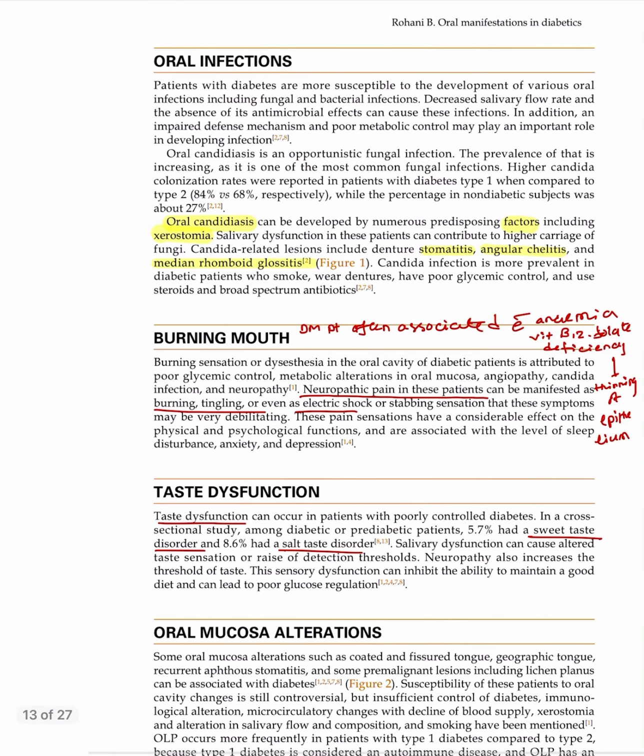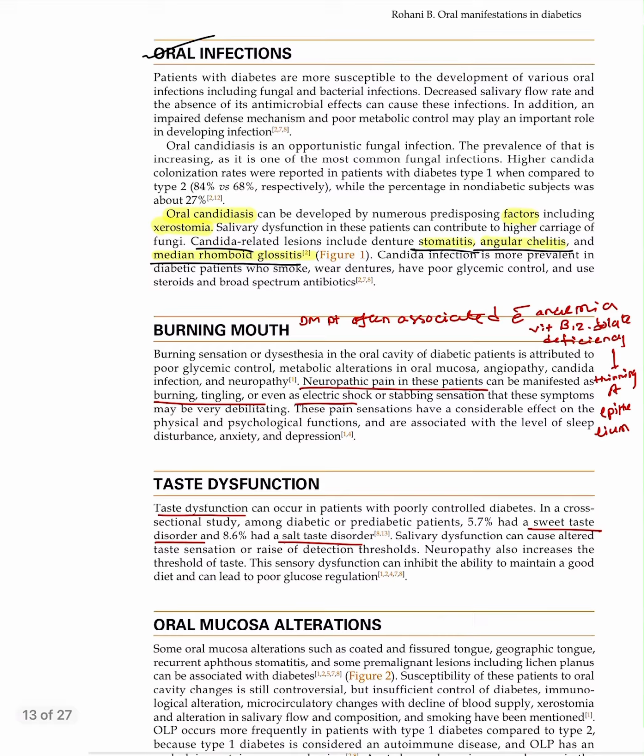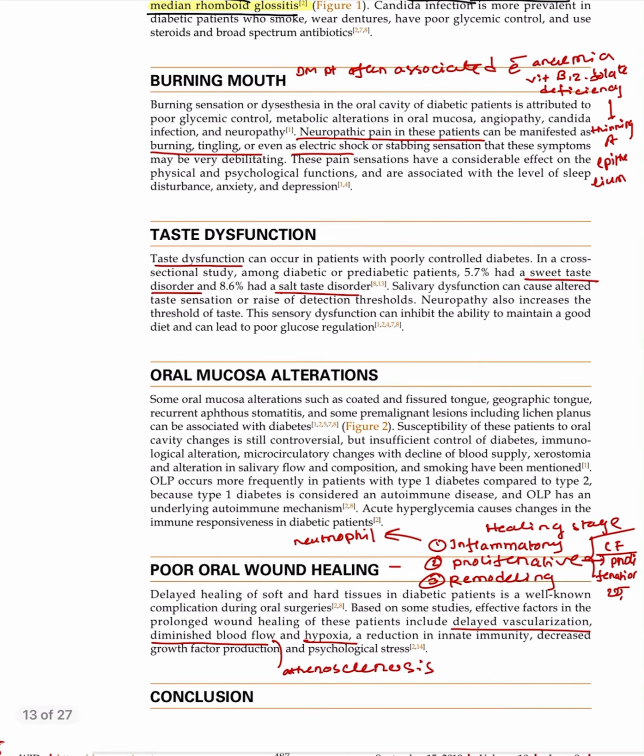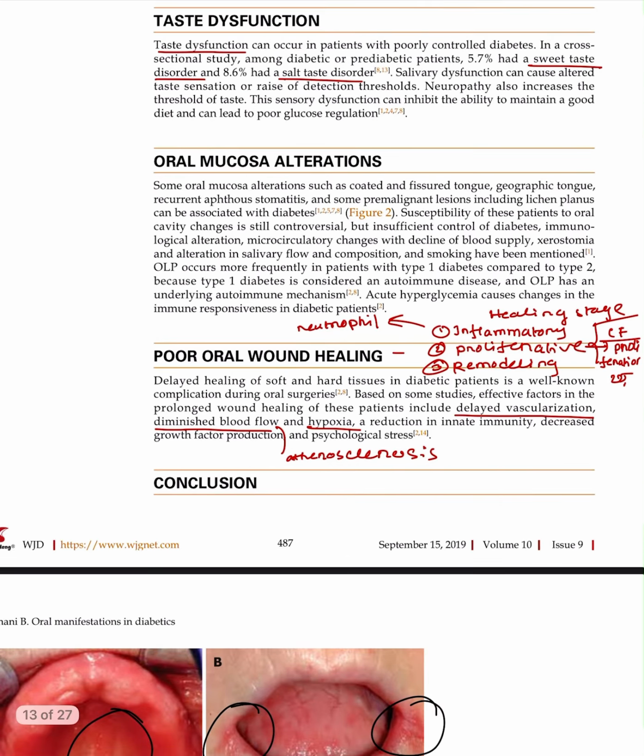We have already talked about oral infection, candidiasis, stomatitis, median rhomboid glossitis, denture-induced stomatitis, candida infection, and angular cheilitis, etc. This oral candidiasis can occur. And also there can be burning mouth syndrome, a neuropathic condition, which can also be seen in diabetic patients. Other than that, taste dysfunction, oral mucosa alteration, and poor wound healing.